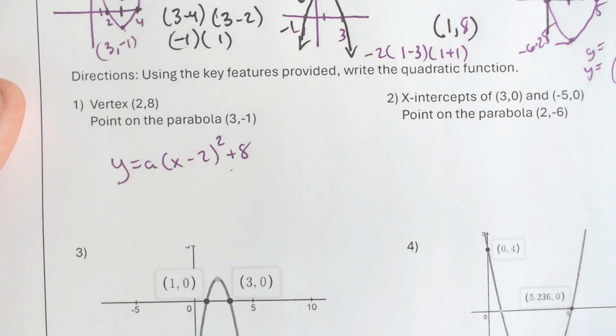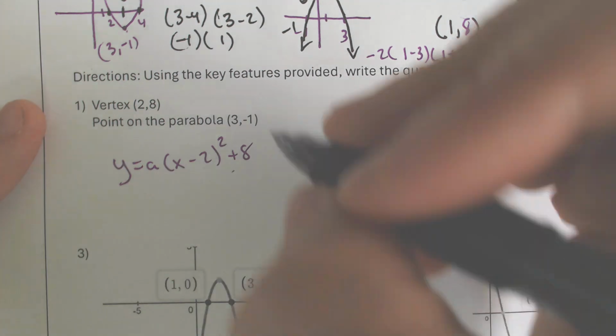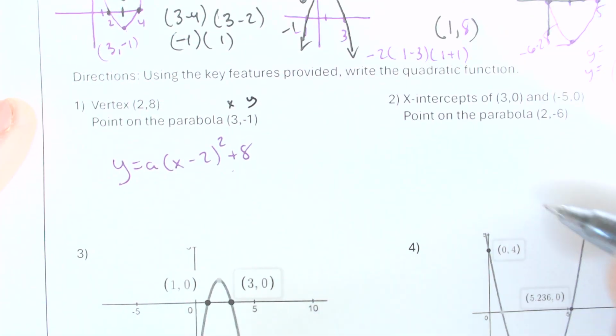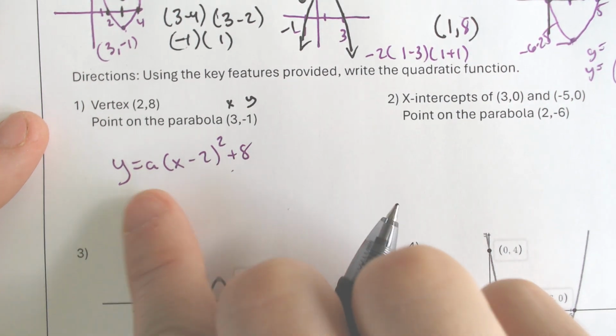The reason I wrote a here is we don't know how skinny or how wide this parabola is. However, that is what the point is for. You plug in the x and the y values and you solve for that a.